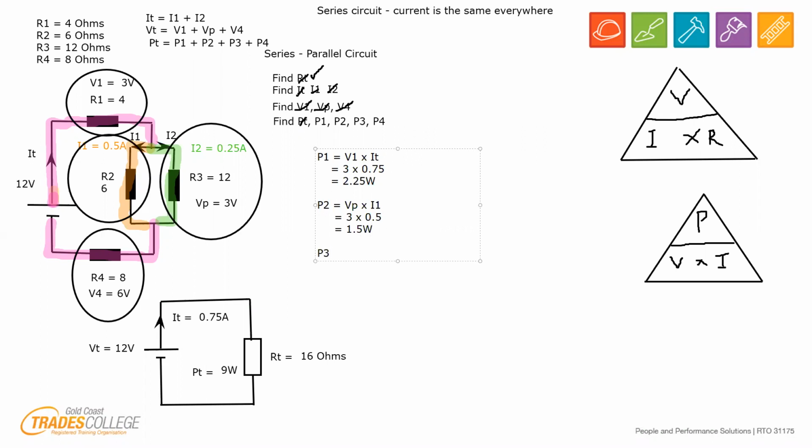Let's have a look at P3. So P3, once again, V times I from a triangle. Let's have a look which V and which I we're going to use. Once again, it's the parallel leg, so it's going to be VP multiplied by I2 this time, which is 3 volts multiplied by 0.25. 0.25 times 3 is 0.75.